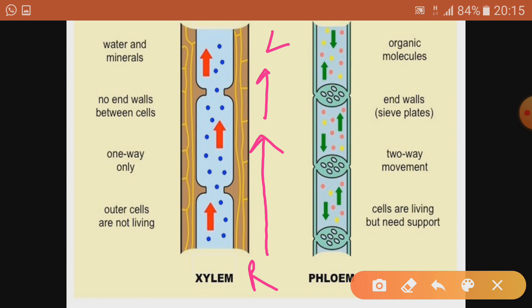of photosynthesis. And in the case of phloem, this tissue is helpful in conduction or transport of the synthesized food from the leaves to the rest of the parts of the plant. But that movement is not one-way movement. That movement is two-way movement.